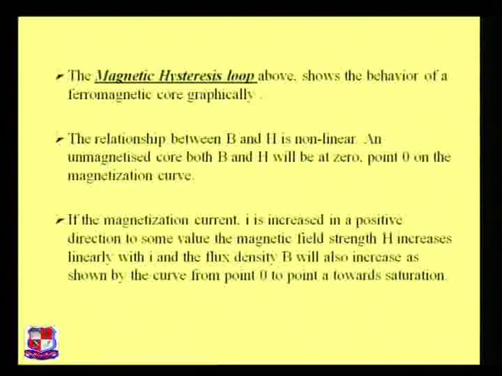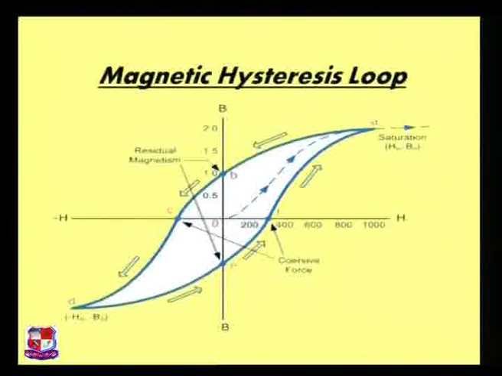Here we can see the relationship between H and B is non-linear. For an unmagnetized core, both B and H will be 0 at point 0 on the magnetization curve. If the magnetization current I is increased in a positive direction to some value, the magnetic field strength H will also increase linearly with I, and the flux density B will also increase as shown by the curve from point 0 to point A here.